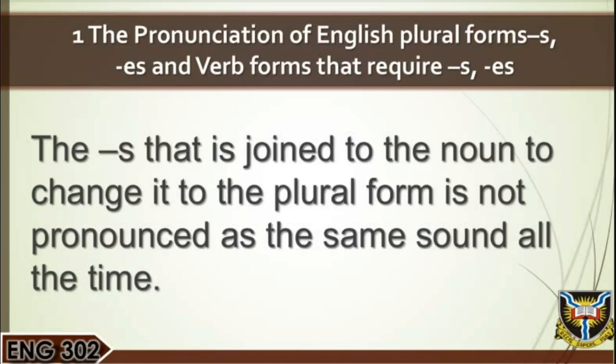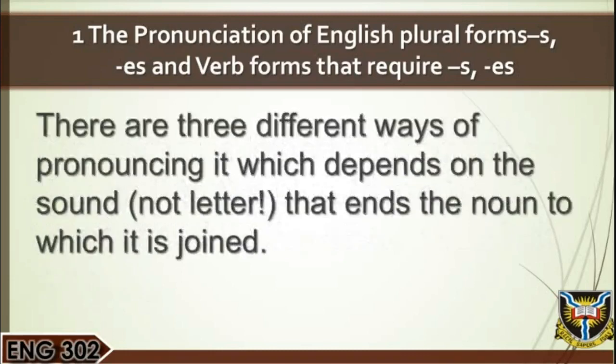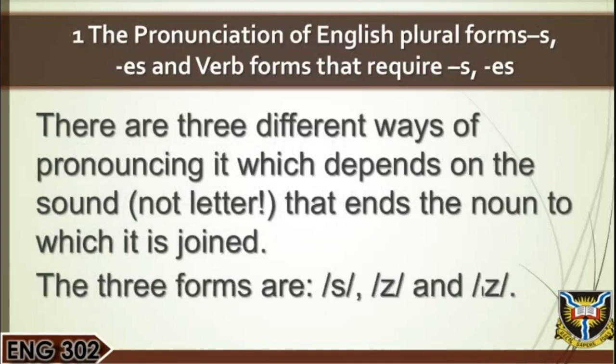This is regular because there are other forms such as child, singular, children, plural, but the addition of S is the most frequently occurring form, so it is often said to be regular. The S that is joined to the noun to change it to plural form is not pronounced as the same sound all the time. There are 3 different ways of pronouncing it, which depends on the sound, not letter, that ends the noun to which it is joined. The 3 forms are, in slant brackets, /s/, /z/, and /iz/.